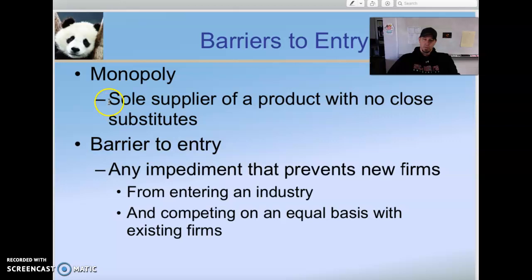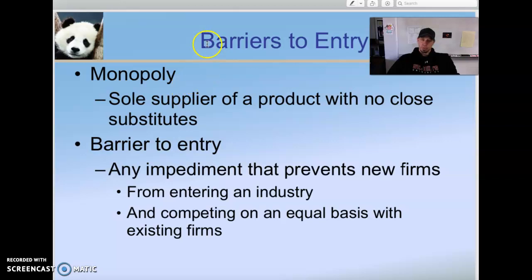So we have one supplier of a product who is really going to provide for the entire downward sloping demand curve. So one supplier is supplying the entire market of likely many buyers. A sole supplier of a product with no close substitutes, and this is important in order to have a monopoly. Remember when we talked about the characteristics of perfect competition, the goods were homogeneous or identical. In a monopoly situation, they are unique. There are no substitutes.